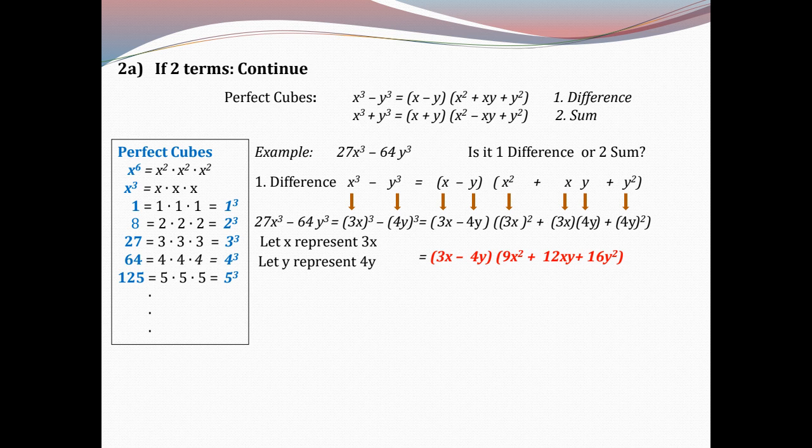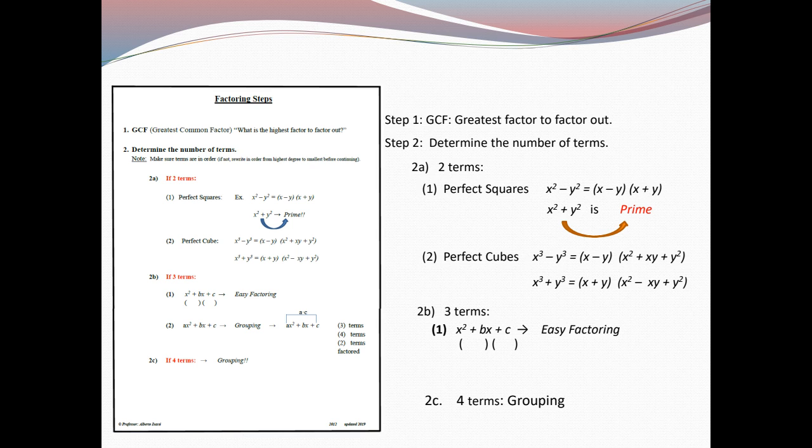My x is 3x. My y is 4y, and I'm just plugging them in, right? So once I plug them in, I get the factorization of 3x minus 4y times 9x squared plus 12xy plus 16y squared. Okay. All right, so that takes care of greatest common factor, factoring with 2 terms if they're prime, and factoring with 3 terms if they're prime.